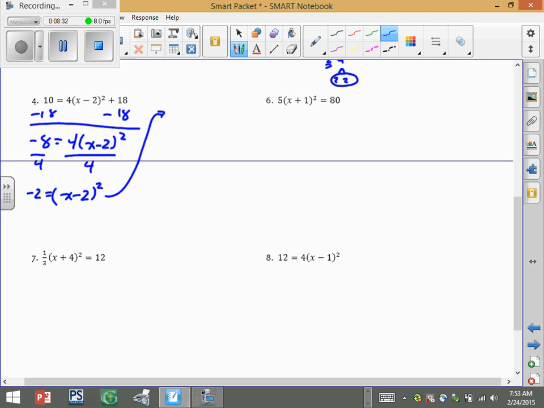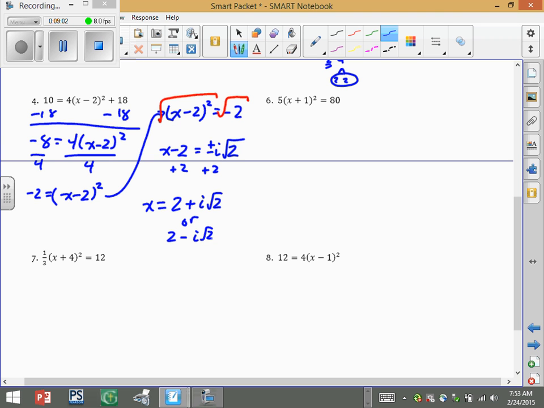I just like having that squared on the left side. I don't know why, that's just kind of my thought. So let's take the square root of both sides. So the square root of x minus 2 squared is just x minus 2. And then we have plus or minus the square root of negative 2. Remember to pull the i out. And now I'll add 2 to both sides. So here, again, because we have the two things, I like to just kind of write them out separately: 2 plus i root 2, or 2 minus i root 2. There are two possible solutions.